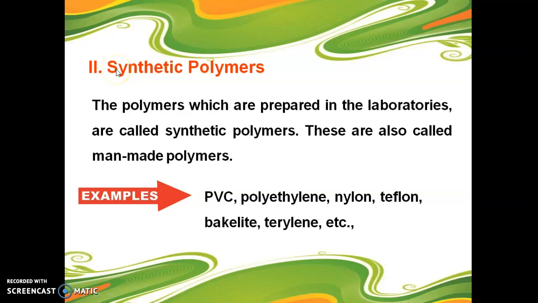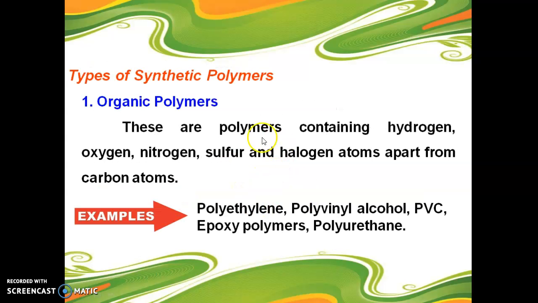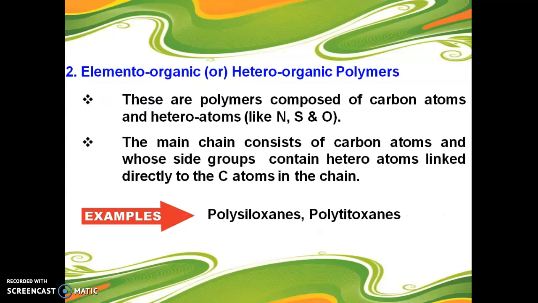The next topic is synthetic polymer. If it is man-made, then it is a synthetic polymer. The examples are PVC, polyethylene, nylon, Teflon, bakelite, and terylene. In synthetic polymers also there are two types: organic polymer and inorganic polymer. Organic polymers contain hydrogen, oxygen, nitrogen, sulfur, and halogen atoms apart from carbon atoms. The examples are polyethylene, polyvinyl chloride, epoxy polymers, and polyurethanes.